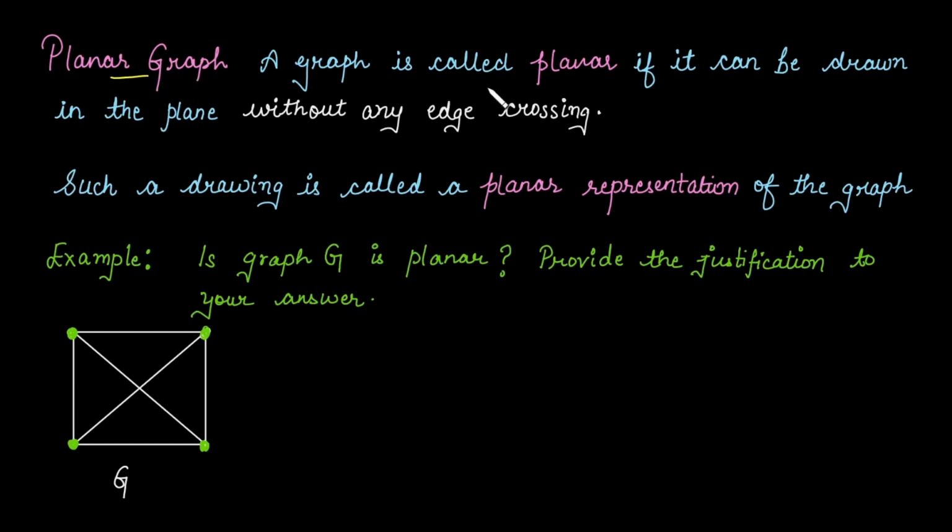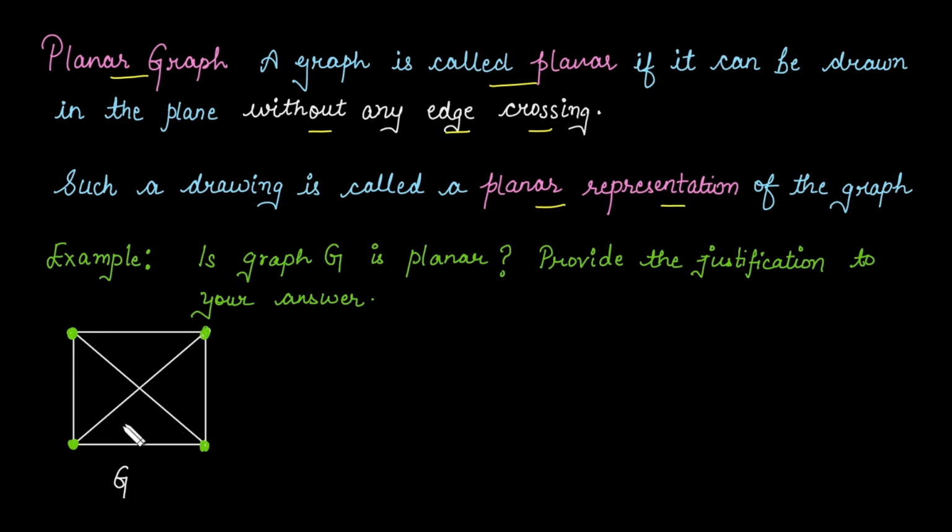Planar graph. A graph is called planar if we can reconstruct that graph without any edge crossing. And such a drawing is called a planar representation of the given graph. Suppose we have this graph. We need to identify whether this graph is planar or not.